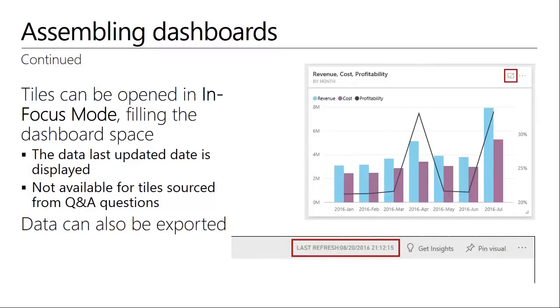Tiles can be opened in focus mode, filling the dashboard space, and the data last updated date can be displayed. However, this won't be available for tiles sourced from Q&A questions. It's also possible to export the data from a tile to a CSV document on the desktop.